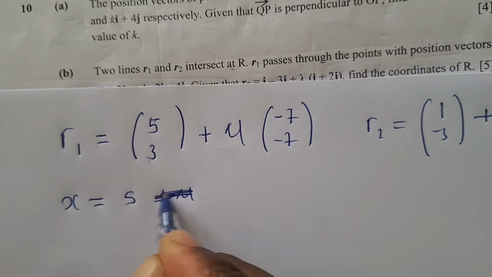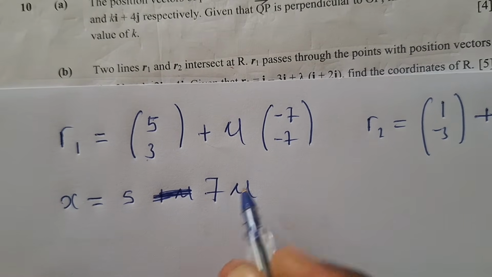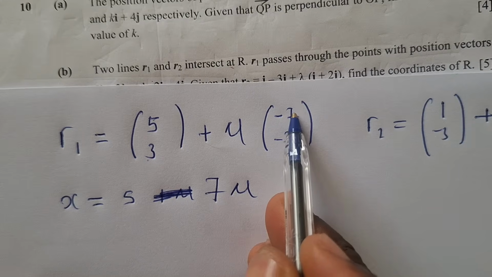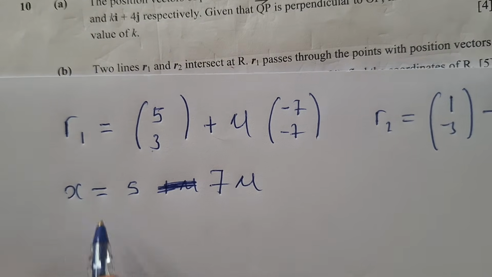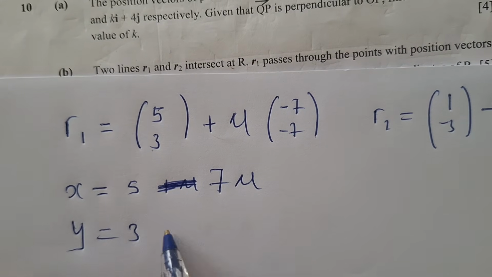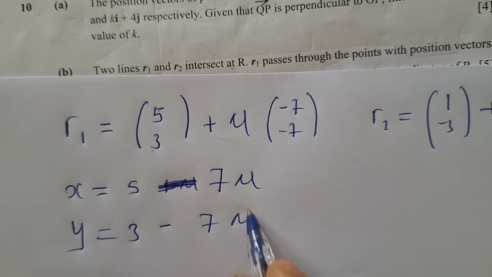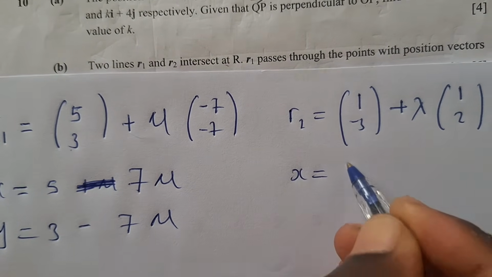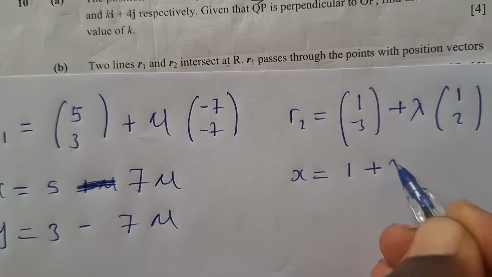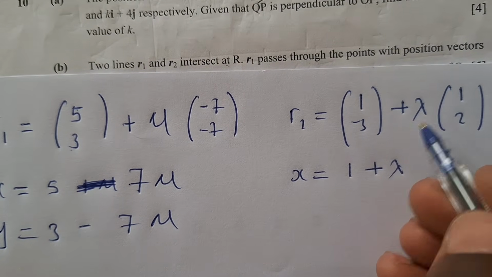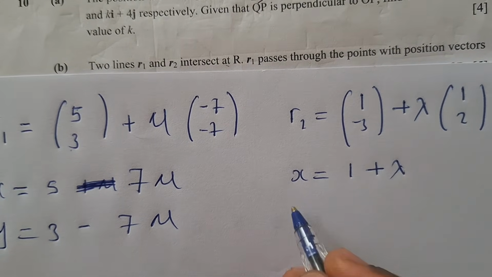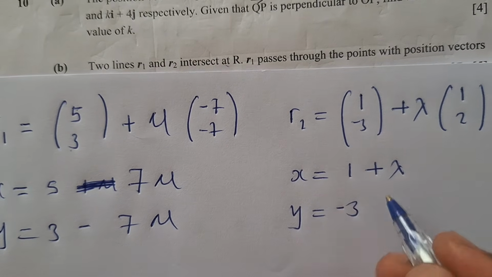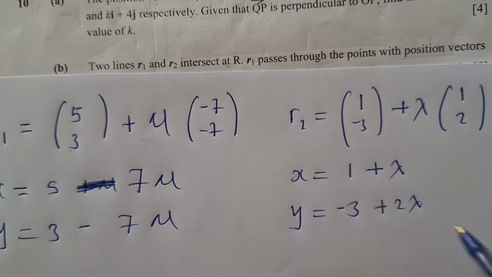Actually, here it's a minus 7 mu. Okay, so get x, get this, and then you get this multiplied by this. This is how it will be. For y, you say 3 minus 7 mu, also the same. You come to this, also form the equations. It will be 1 plus mu, this one times this, this is lambda by this. And then y is equal to negative 3 plus 2 lambda.